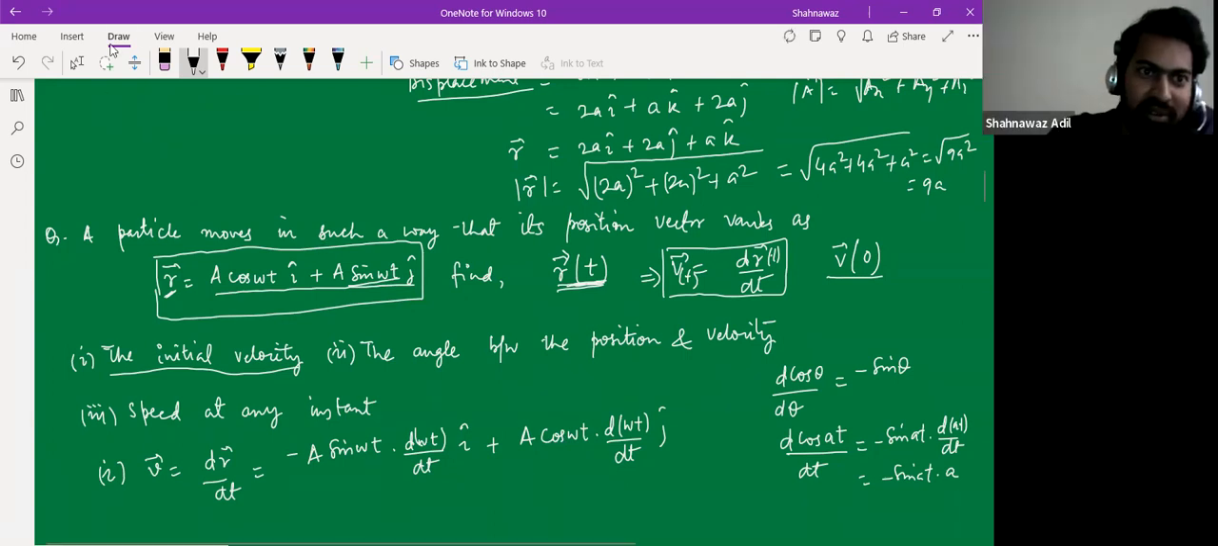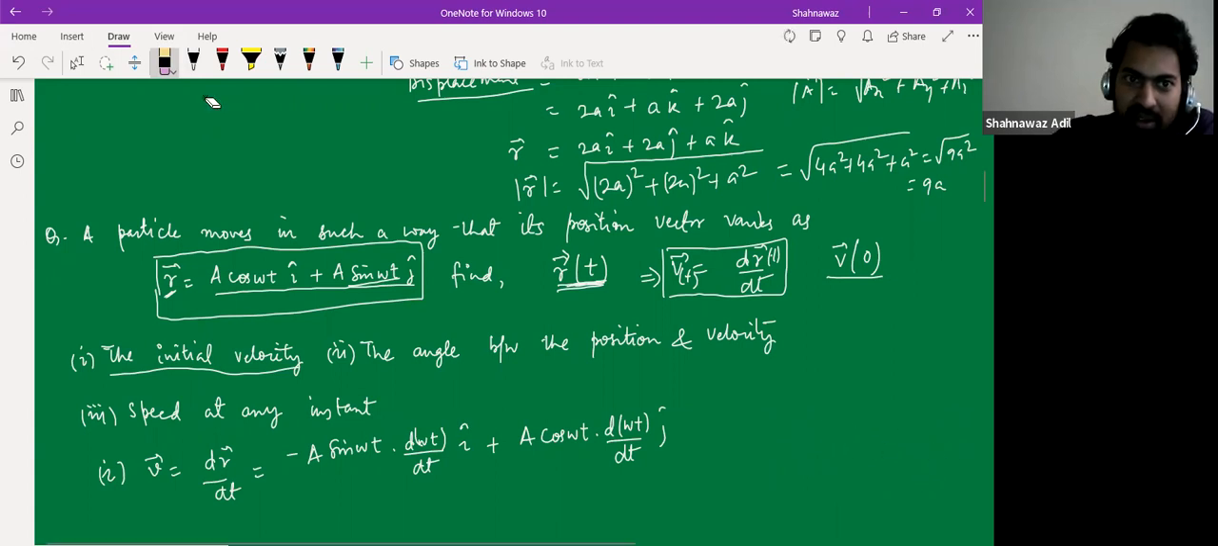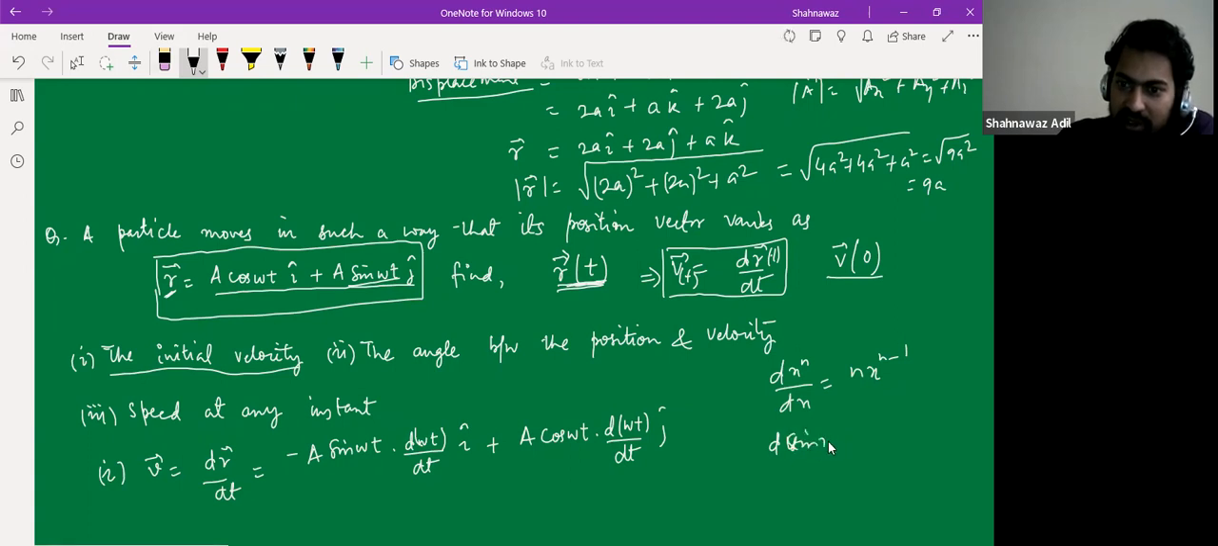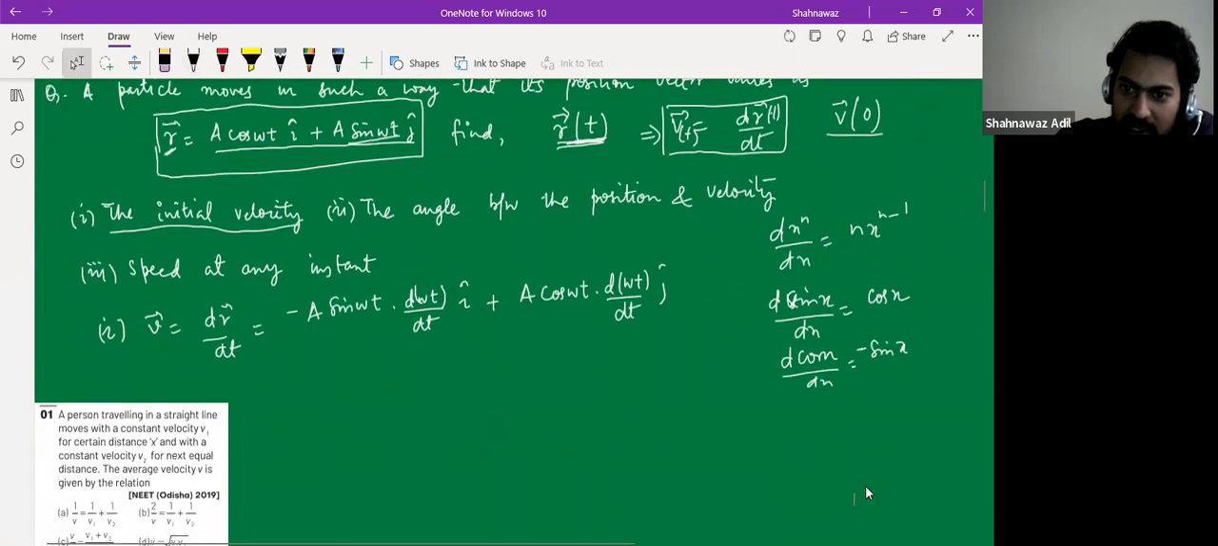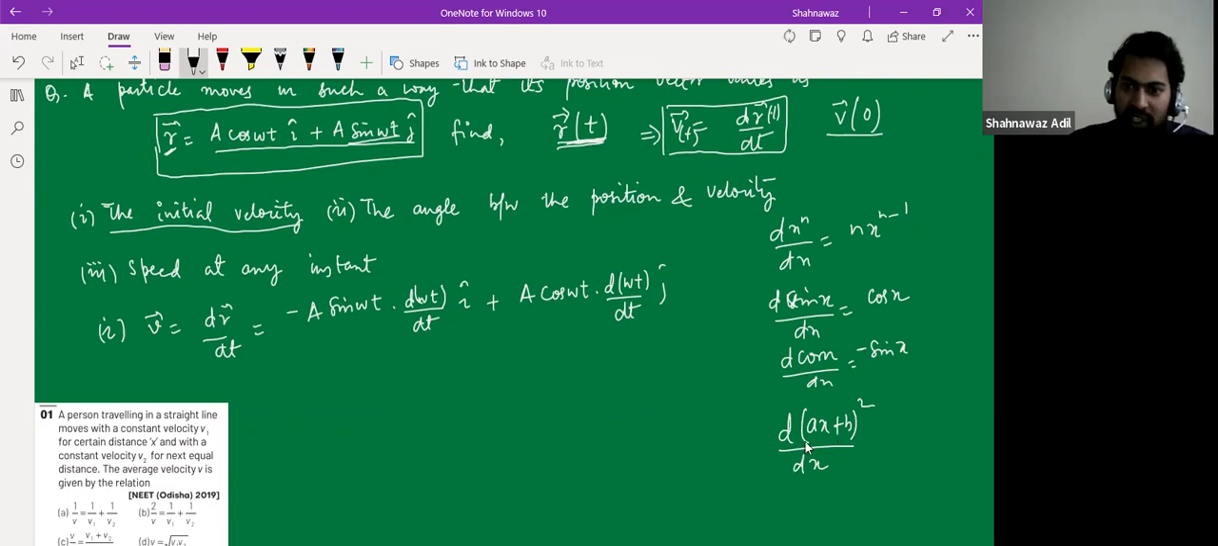Okay, so we have to recall the usual differentiation. So one is what? The algebraic one. So let's say d of x^n by dx is what? This is n x^(n-1). And d of sine x by dx is what? Cos x. And d of cos x by dx is minus sine x. And let's say you have d of (ax plus b) whole square by dx. So you have to use the chain rule.